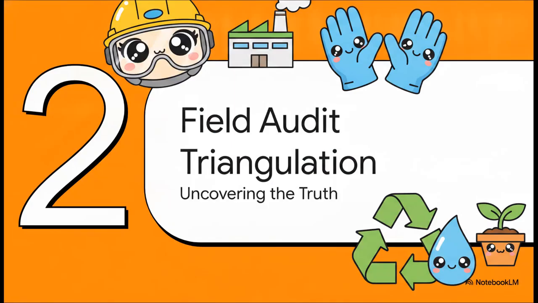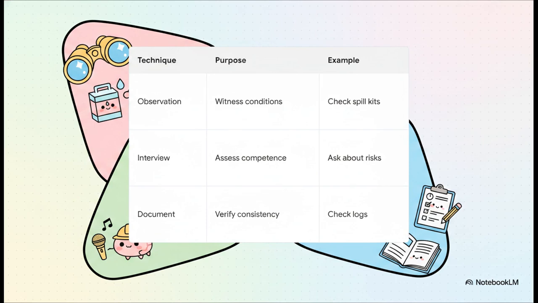Moving right along to Phase 2. Field audit triangulation. Time to uncover the truth. With the opening meeting wrapped up and the scope officially locked in, it's time to throw on your PPE and head out onto the operational floor. This is where you deploy the brilliant strategy of triangulation. You're interlocking observation, interviews, and document review to reveal the complete operational reality.